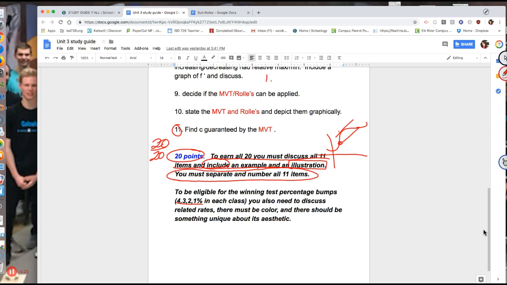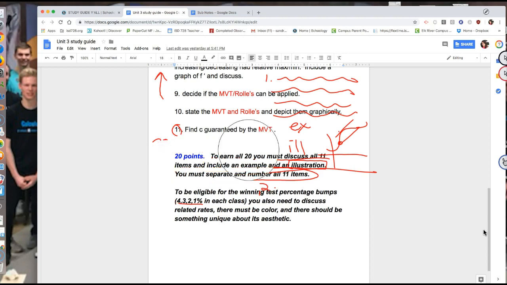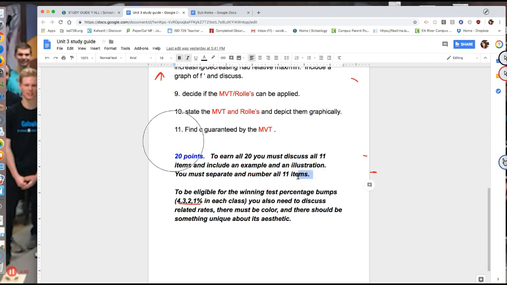So I need to see number 1, whatever number 1 was up there, critical values and critical points. Explain to me how you find them and what they are. Give me an example and an illustration. Then, boom, number 2. Make sure you designate each one, because it's hard to grade if it runs all together. So you won't get the full points if it's just a random mess. So separate and number all 11 items.